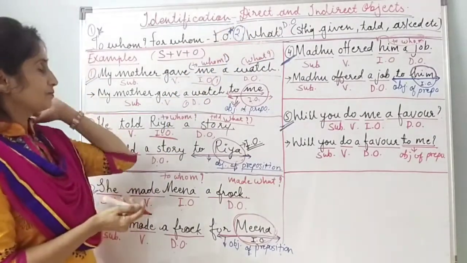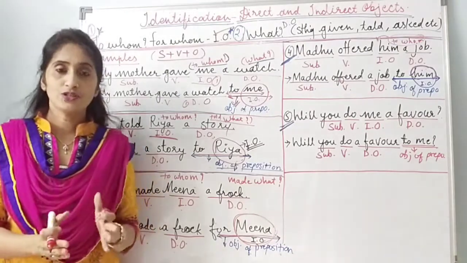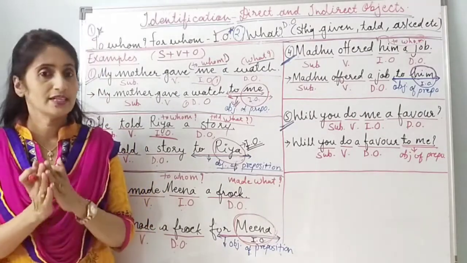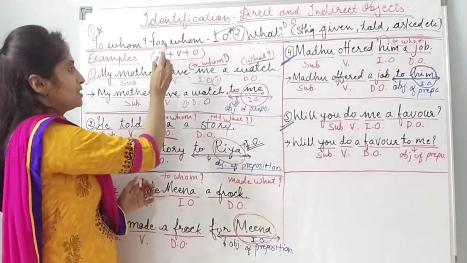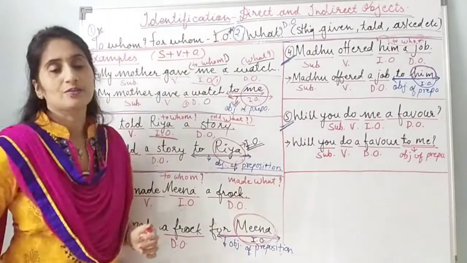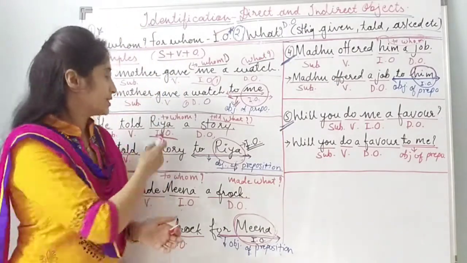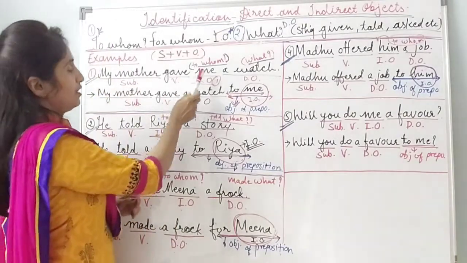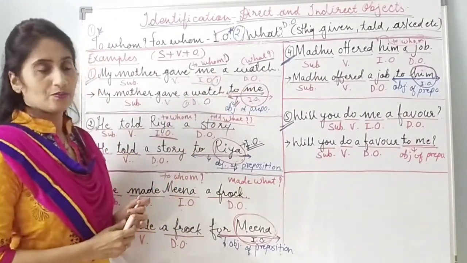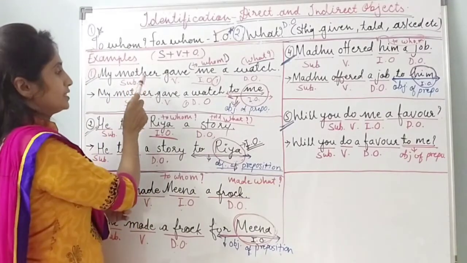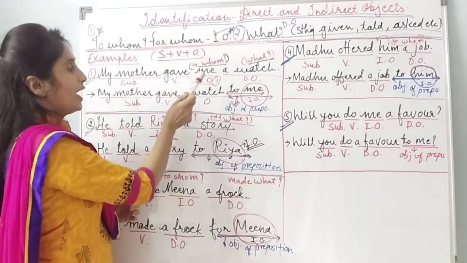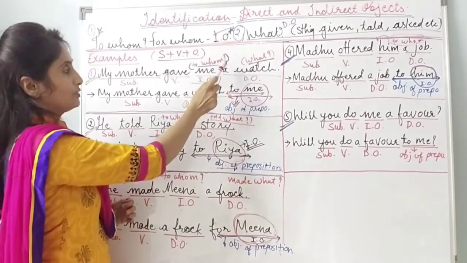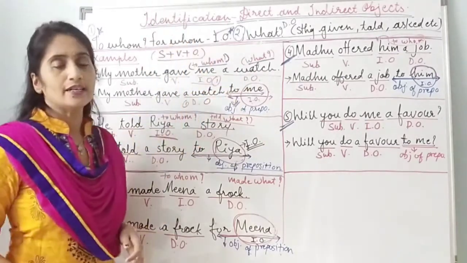See here, the standard structure of sentence in grammar is subject plus verb plus object. Okay, let us see this sentence is now, my mother gave me a watch. In this sentence, my mother is the subject, gave is the verb, and me is the indirect object, and a watch is the direct object.